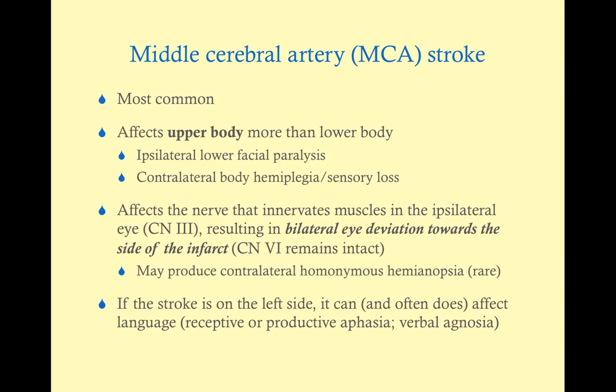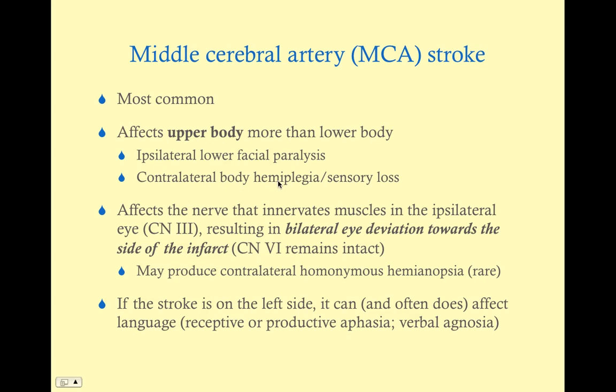Why just the lower face? The reason is because the upper face has bilateral innervation, whereas the lower face just gets unilateral innervation. So if you affect the face, it's only going to affect the lower face. The upper face will be fine because it still has innervation from the other side. So ipsilateral lower facial paralysis. And this is ipsilateral because all the innervation for the face goes straight to the face. You're not going through any decussations.